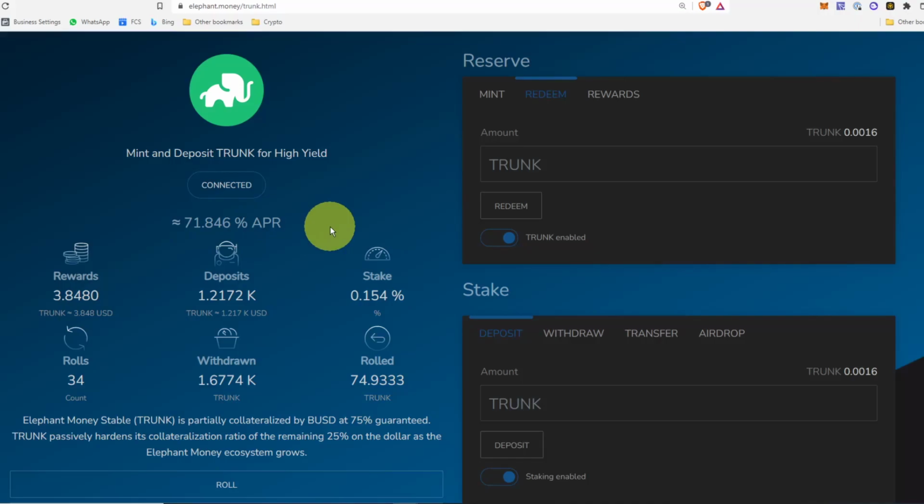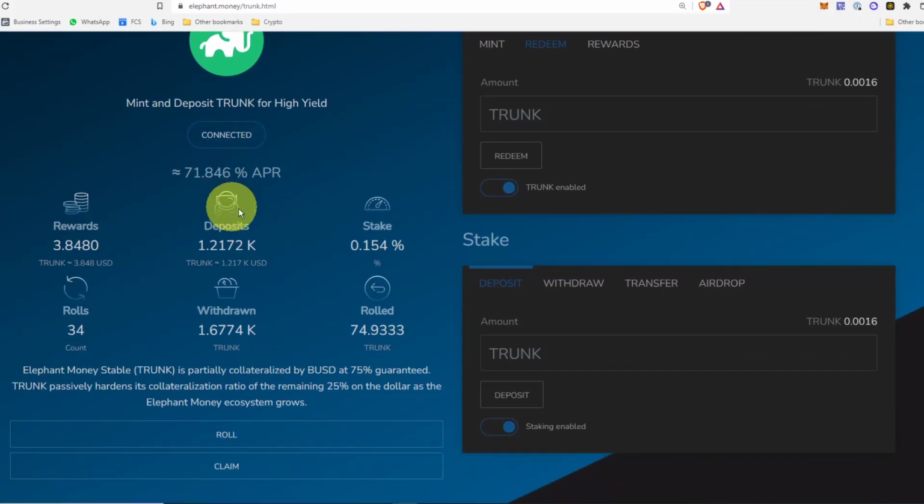Now, when it comes to Trunk native staking, before Stampede came out, this APR was only at 32% APR, which before Stampede, 30% was essentially the low APR that you would find, and on a stable, that was fantastic. But now that you have Stampede feeding everything, this APR, which is uncapped, can go into the hundreds.